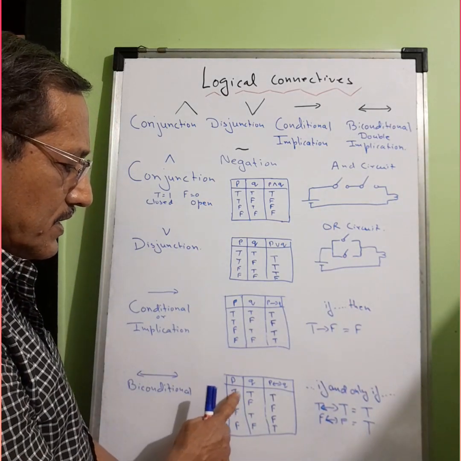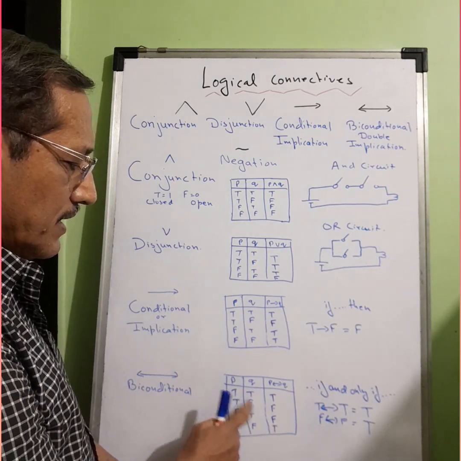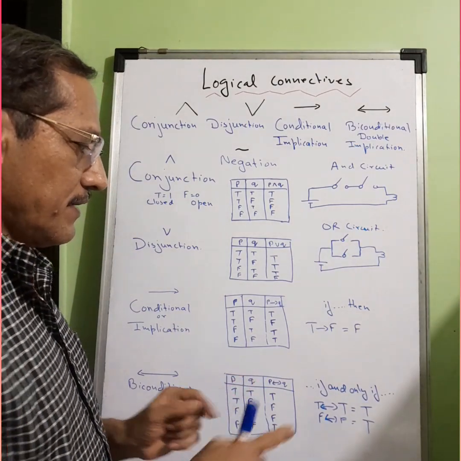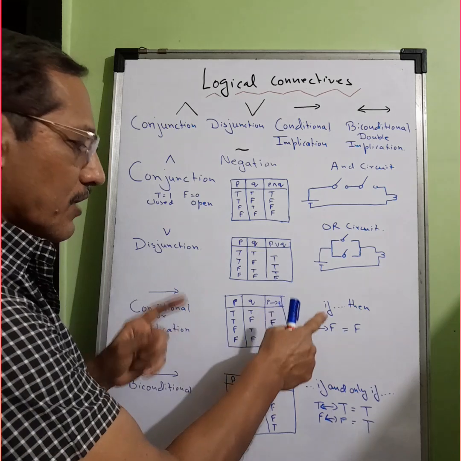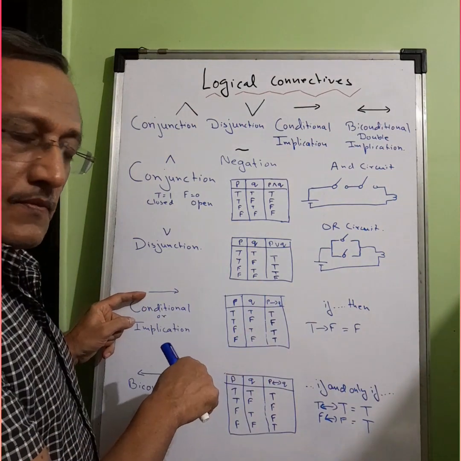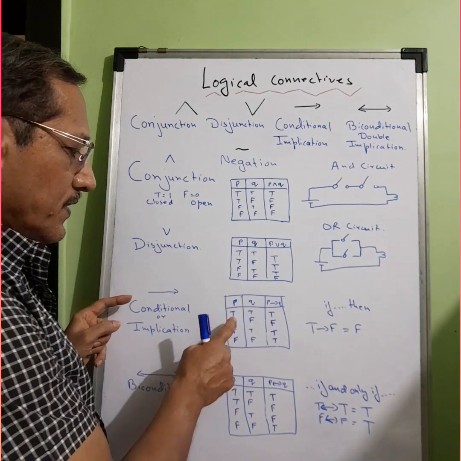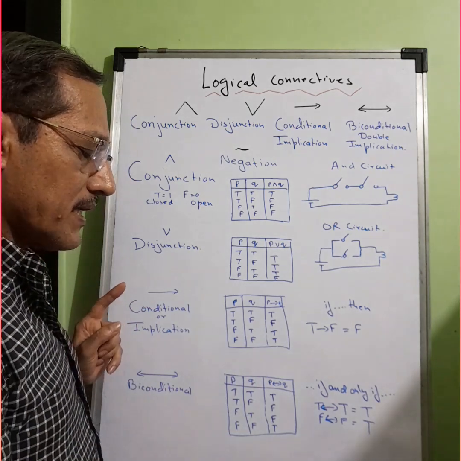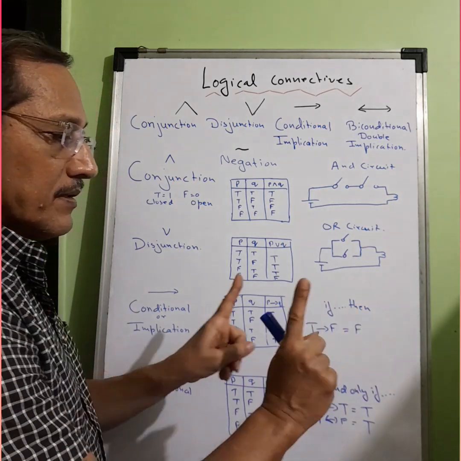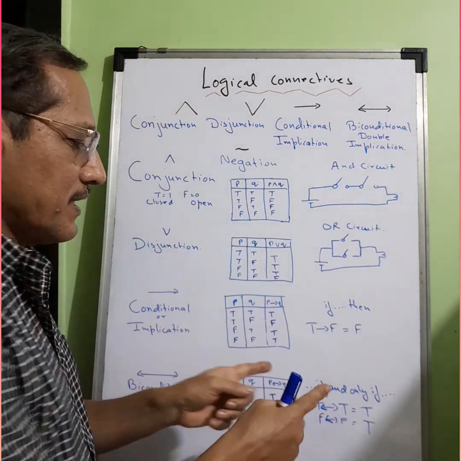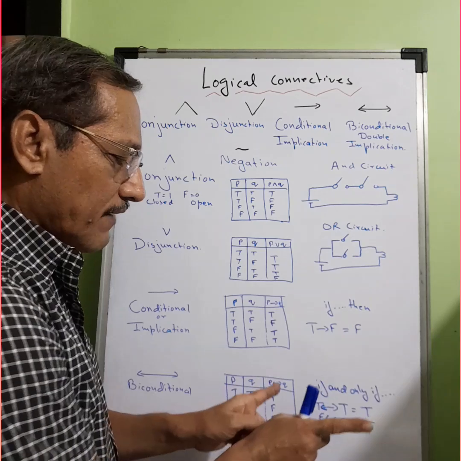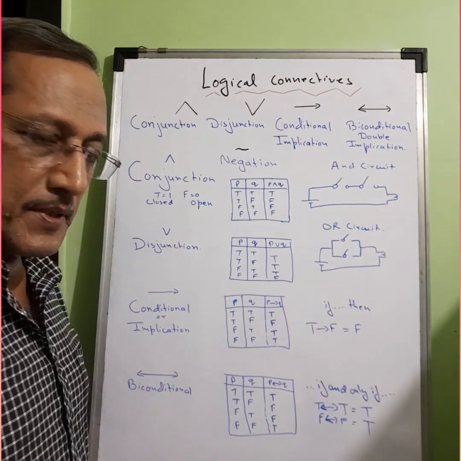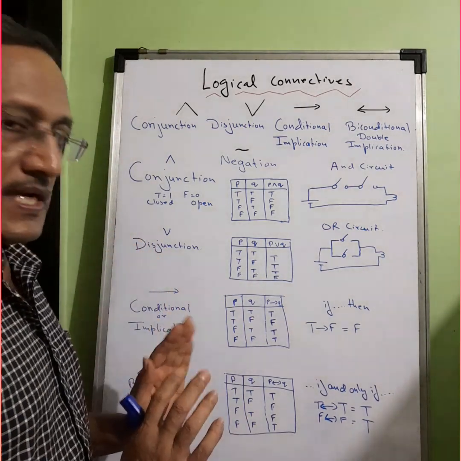Just check this out. TT is T, FF is T, and the rest, TF and FT, are false. Keep one thing in mind: when we are talking of conditional, everything is true except TF. T conditional F is F. Whereas in case of biconditional, a way to keep it in mind is that both have to be the same, then it is true. So TT, FF, it's T. These are the things which you have got to understand and keep in mind.